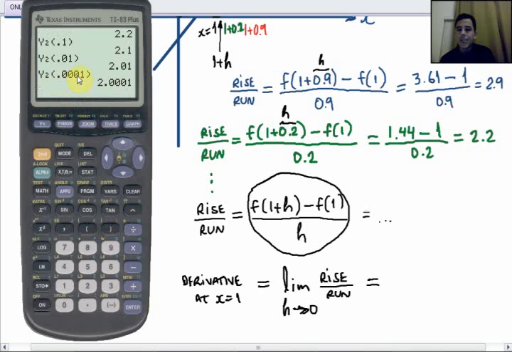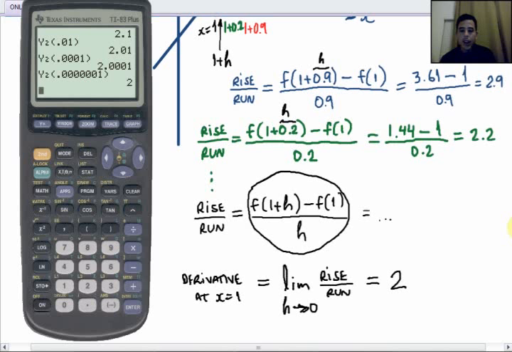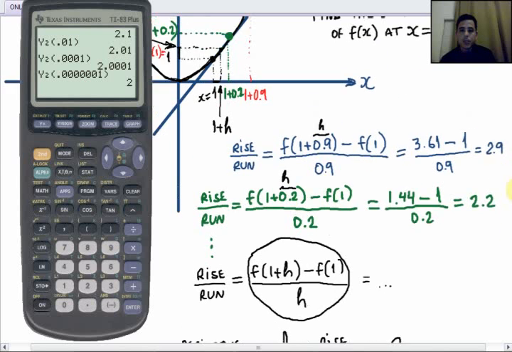So you look at the h. h is going to 0. All right, let's try maybe like that. That's pretty much 2. Okay, so we can see that this is 2. So the slope at x equals 1 is 2.